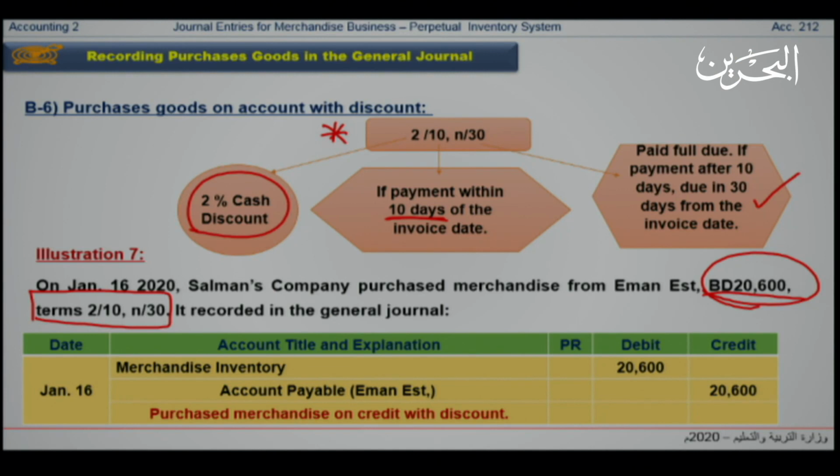Let us write the purchase transaction. If I purchase merchandise, the inventory for me will increase, and also by this term, I know that I didn't pay the amount of this purchase. So the purchase will be on account. So my liability will increase with account payable, and it will be 20,600 affected on the credit side.